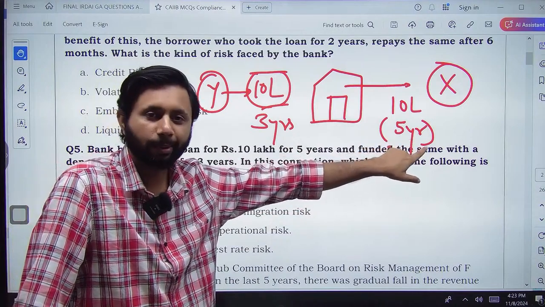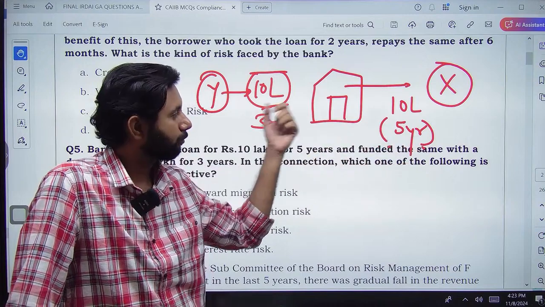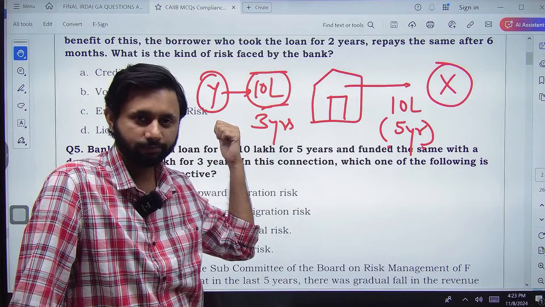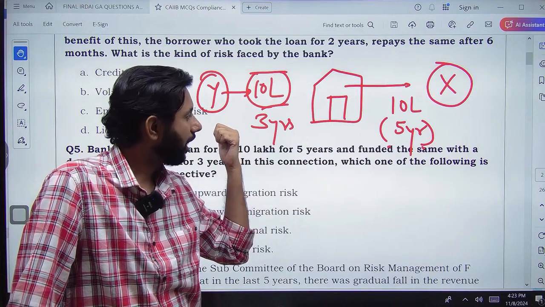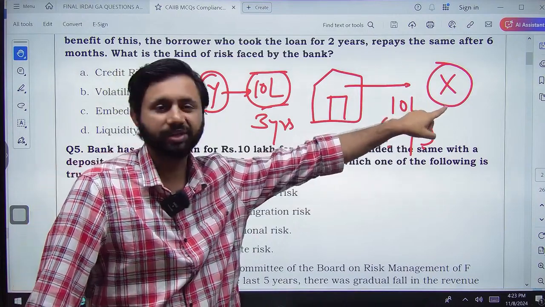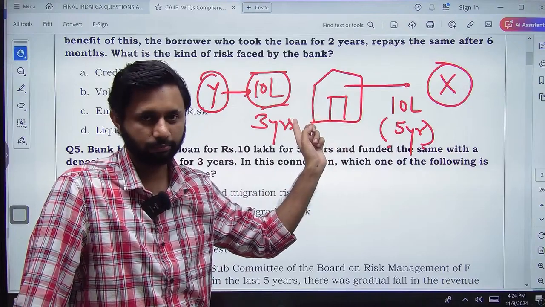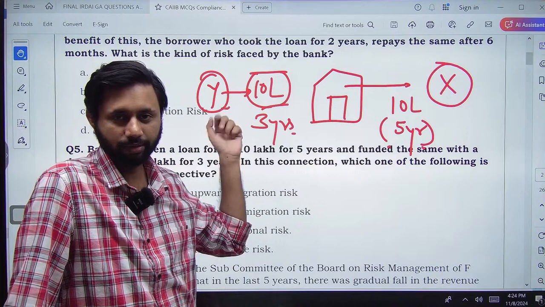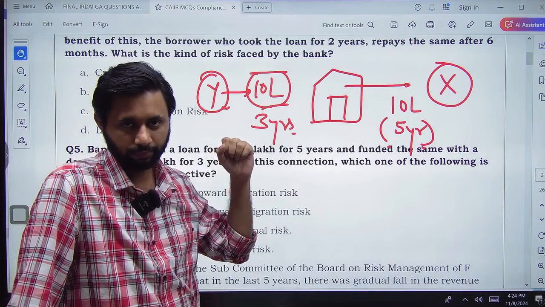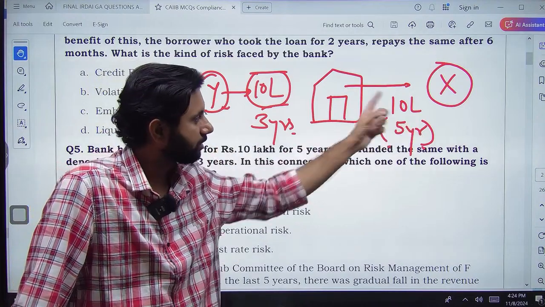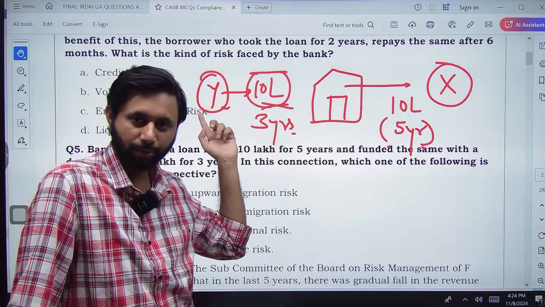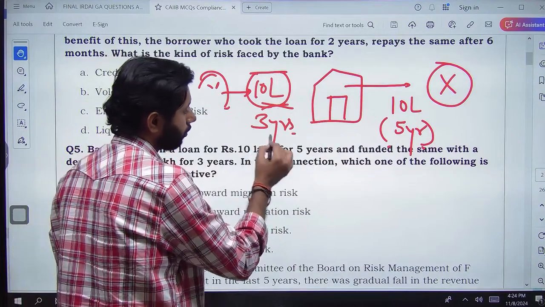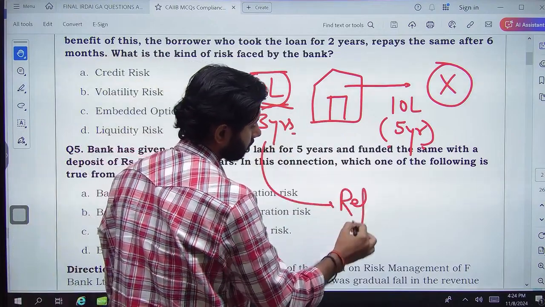You have given the loan for 5 years, but that money you have taken from Y for a tenure of 3 years. That means after 3 years your principal won't come, but you have to pay the amount of money to Y. If your principal is not coming and you have to give the amount to Y, how can you give it to Y? Then you need to refinance this loan.